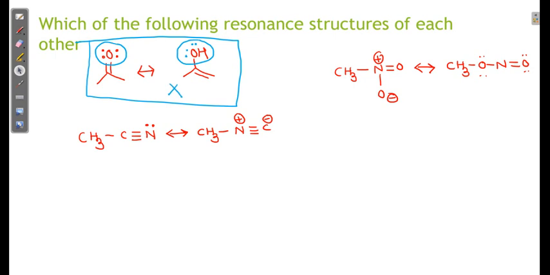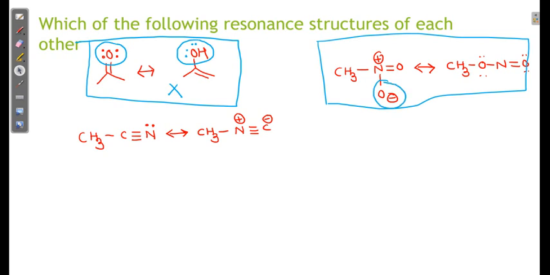Here also, if I show you among these two structures, the position of oxygen is changed here. Here oxygen is attached to nitrogen only, but in the case of this structure, oxygen is attached to the nitrogen as well as carbon. It means there is a change of atom. In resonance we must not change the atom. So there is a change in atom. So these are also not resonating structures.